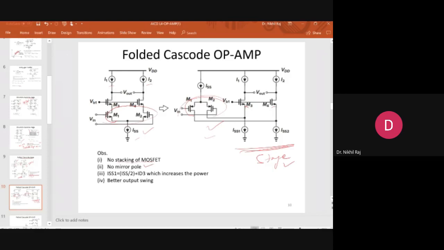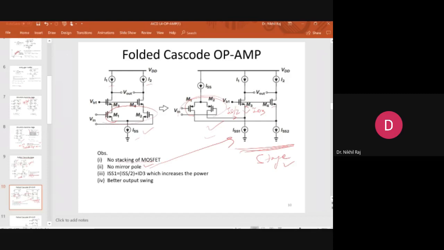What is the current ISS1 flowing in this picture? In this diagram, ISS1 is the sum of the input current, whatever current is flowing here, and the current flowing through here. This is your ID3, and this is, if it is a perfect matching, ISS by 2.